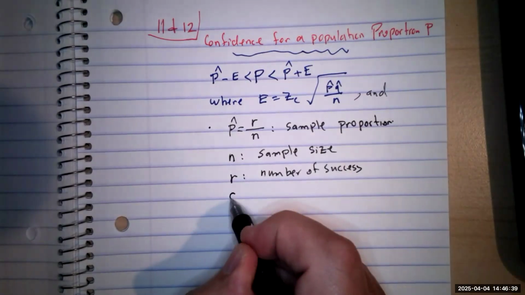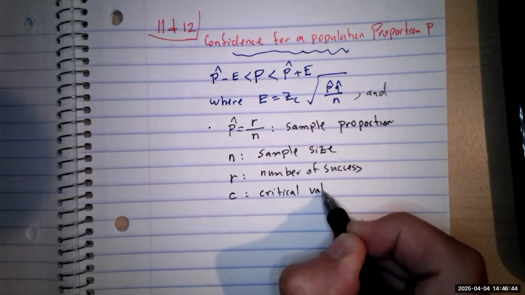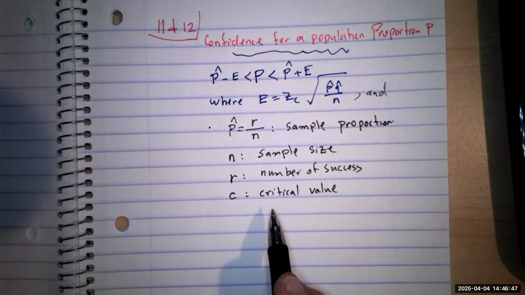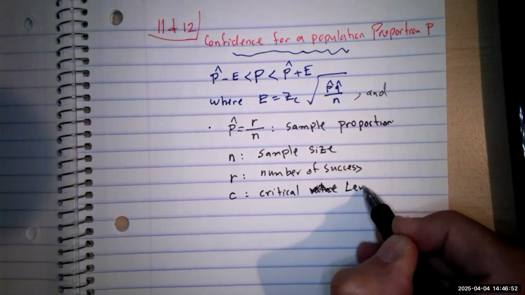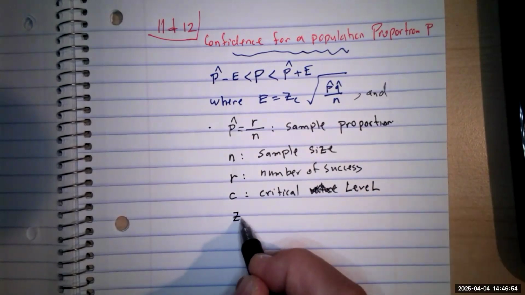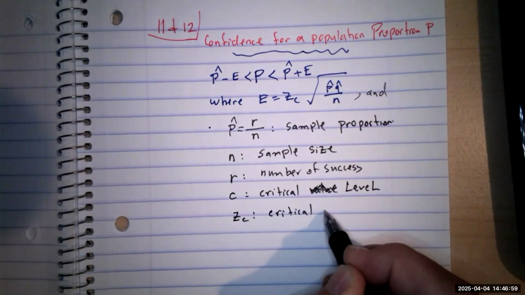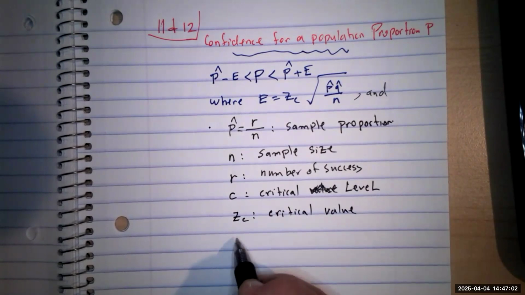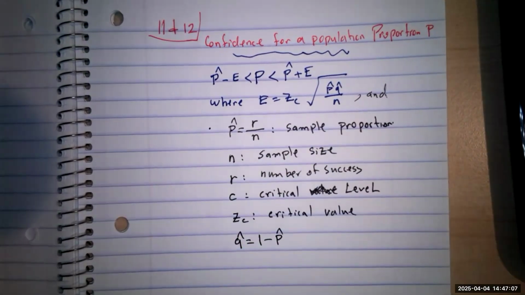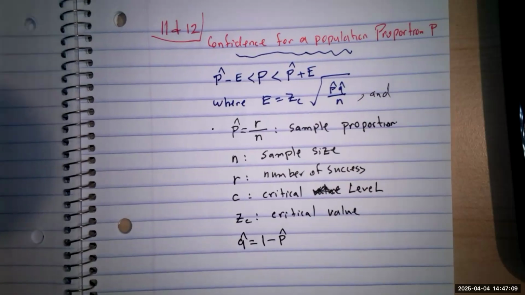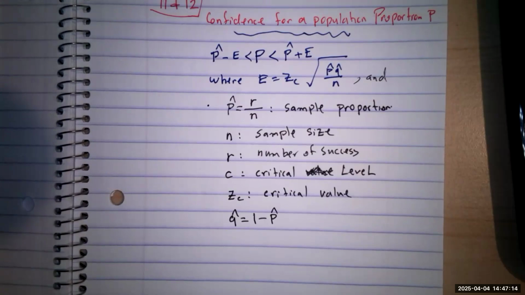Okay, C is the critical level. Sorry, it's a critical level, a percentage level. And ZC is the critical value. And Q hat is 1 minus P hat. In your book, they use P hat times 1 minus P hat, but I changed it to Q hat. Okay? So this is the situation you're going to have.